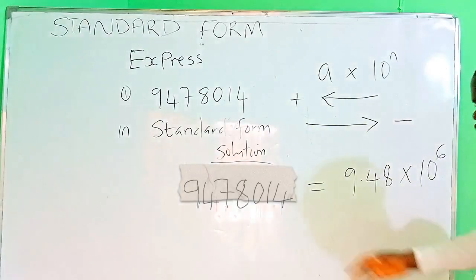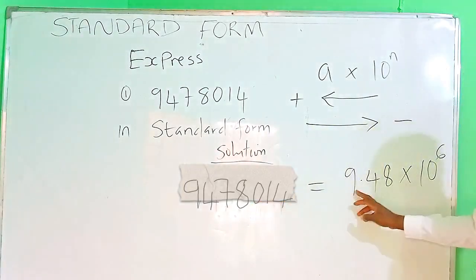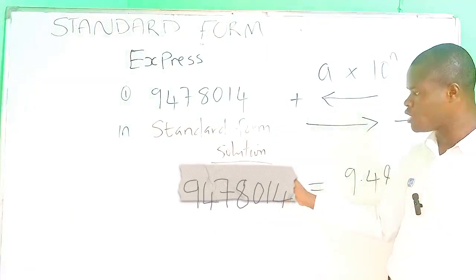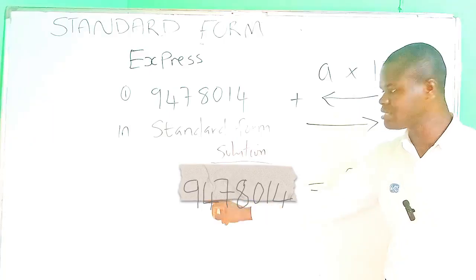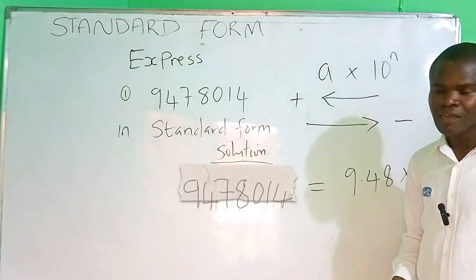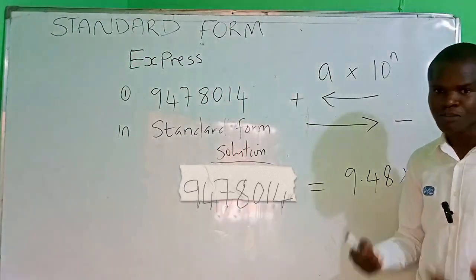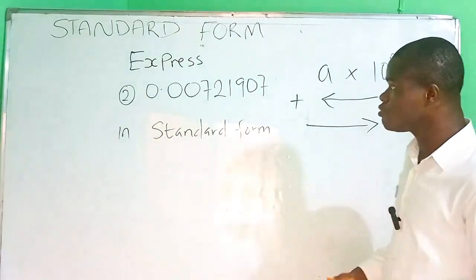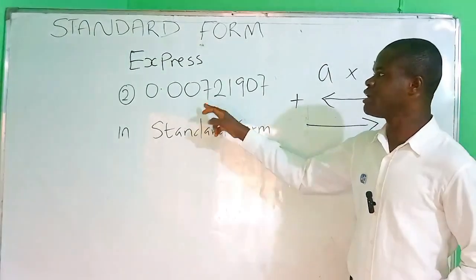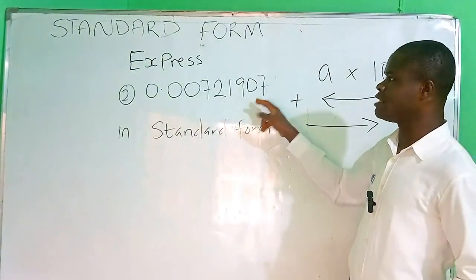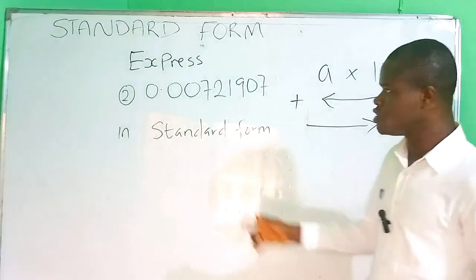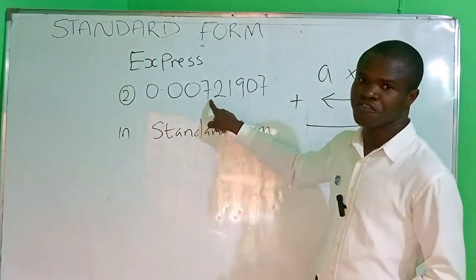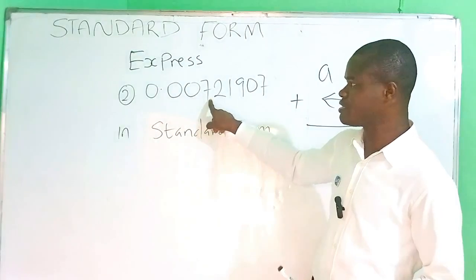So our answer becomes 9.48 times 10 raised to power 6, because we moved this way 1, 2, 3, 4, 5, and 6. Let's take another example to explain further how to express numbers in standard form. Okay, so in this example, we are given 0.00721907. So the goal is just to move the decimal point from here to the front of the first non-zero digit, which is 7.